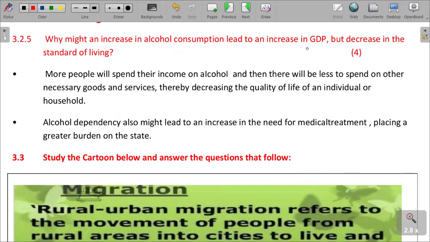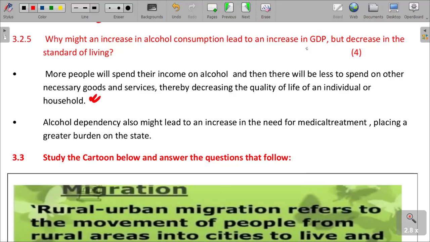So why might an increase in alcohol consumption lead to an increase in GDP? An increase in alcohol consumption leads to an increase in GDP, but a decrease in standards of living. This is a very practical question, where we understand that consumption of alcohol can result in an increase in GDP, but a decrease in standard of living. What is happening is that more people will spend their income on alcohol, and then there will be less to spend on other necessary goods and services, thereby decreasing the quality of life of an individual or household.